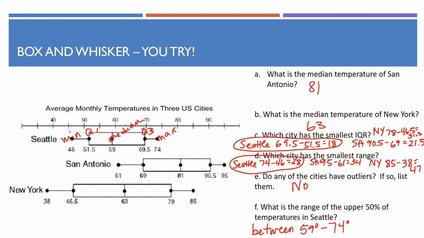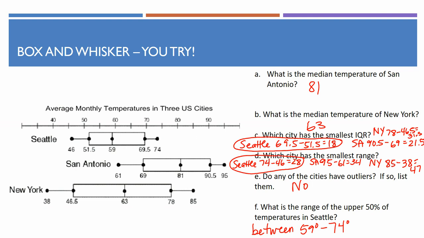Let's talk quickly about letter E, outliers. If you had any outliers on a box and whisker plot, it would look like this. Let me look at Seattle, for example. I have my box and whisker like normal, and then an outlier would be another dot out over by itself on its own. That would be an outlier, okay? So we don't have any of those, so we would say no, there's no outliers.